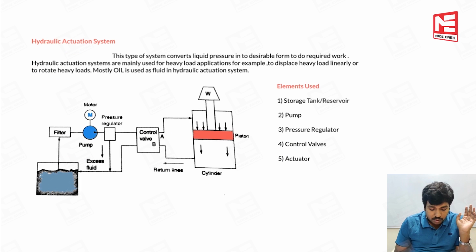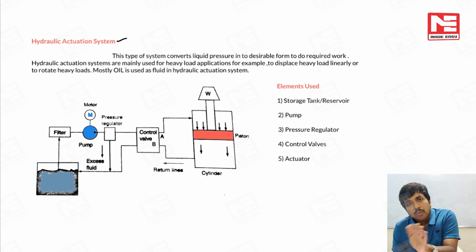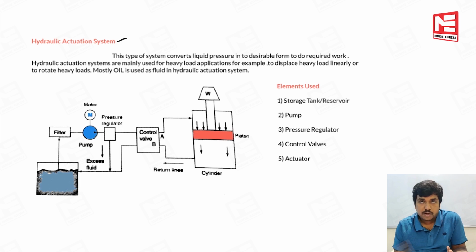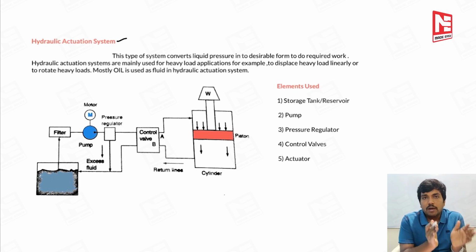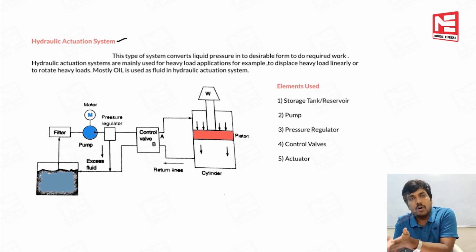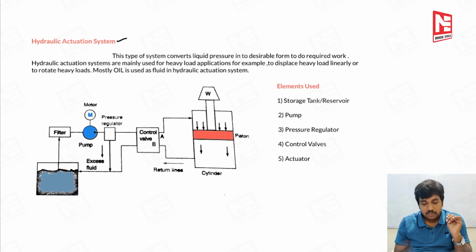Now let us look at the first one here, the hydraulic actuation system. If you look at the hydraulic actuation system altogether, it looks like this. So let me first define what it is. This type of system converts the liquid pressure energy into a desirable form such that we can do some work. So the ultimate aim of the hydraulic actuation system is to convert the liquid pressure energy back into a linear displacement or angular displacement, right? Now see the diagram here, you will understand this in a better way.